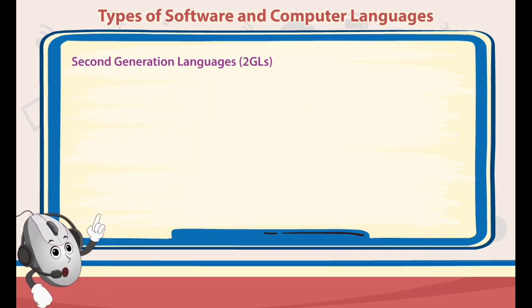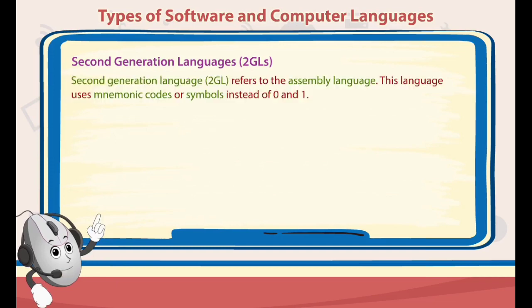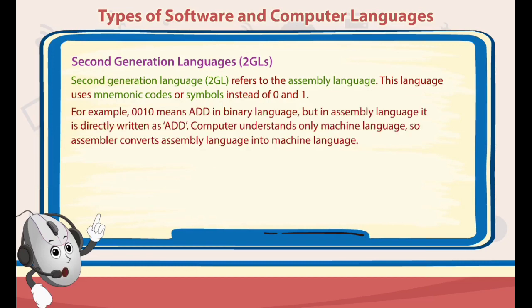Second generation languages (2GLs). Second generation language 2GL refers to the assembly language. This language uses mnemonic codes or symbols instead of 0 and 1. For example, 0010 means add in binary language, but in assembly language, it is directly written as ADD.